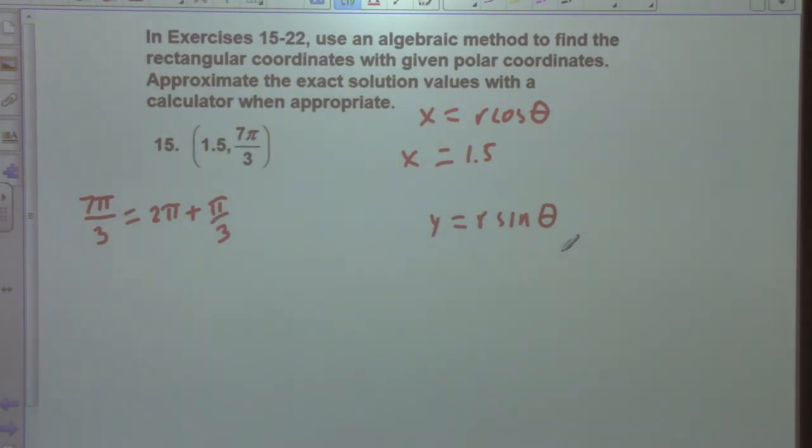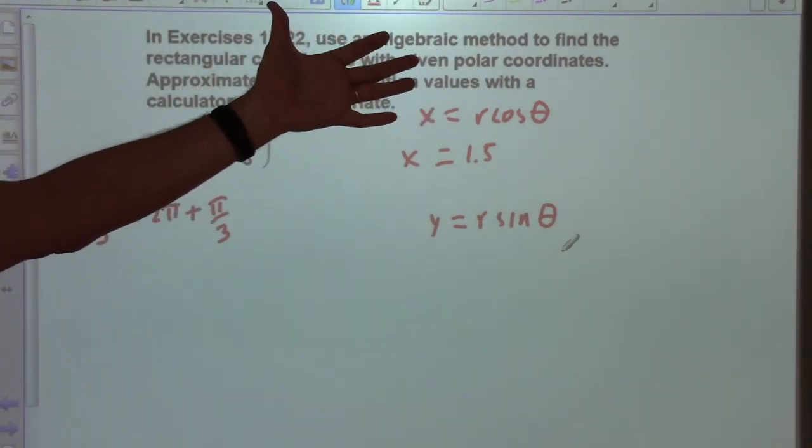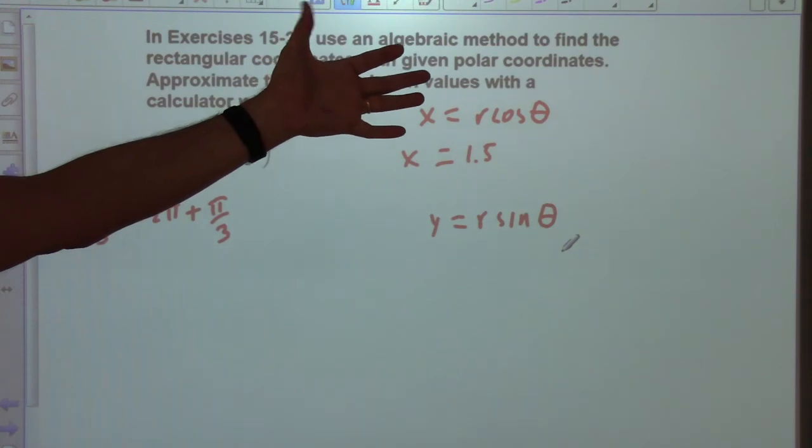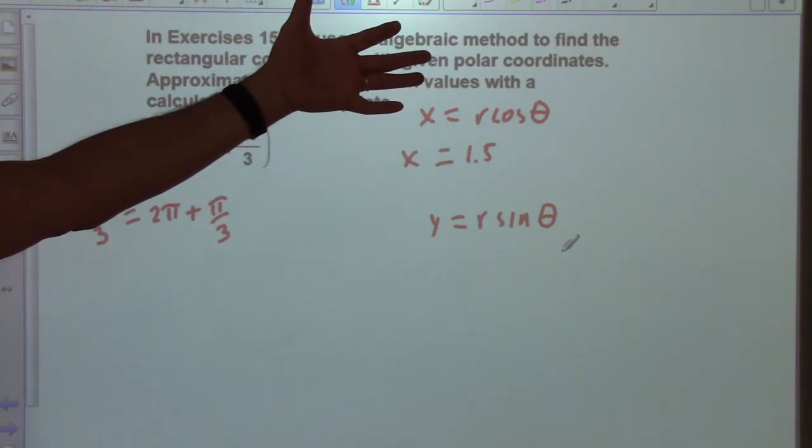It's coterminal, right? So angles that are coterminal have the same sine and cosine. Therefore, I know the cosine of pi over 3 is the same as the cosine of 7 pi over 3. And what's the cosine of pi over 3? 60. Cosine of pi over 3. 1 over 2. Yeah, 1/2.